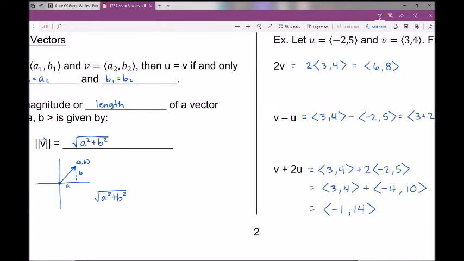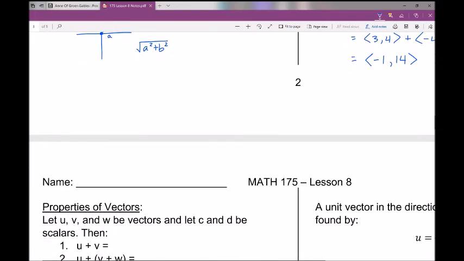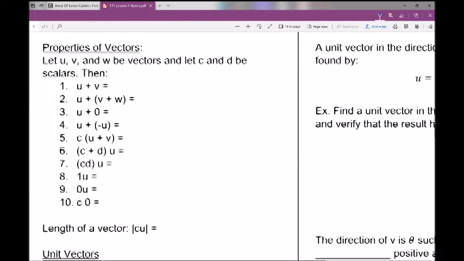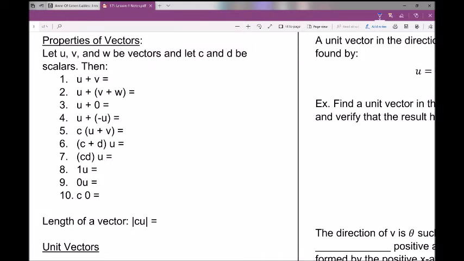Okay, so now that we've seen how to do this, we need to talk about all of the properties that you can do with these operations. So let's say you have 3 vectors, u, v, and w, and you have scalars c and d. Okay, so if we add 2 vectors together, it doesn't matter what order you add them in. That's the gist of this first one. So that is your commutative property of addition, just like you have with numbers.